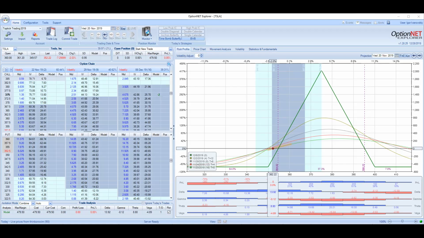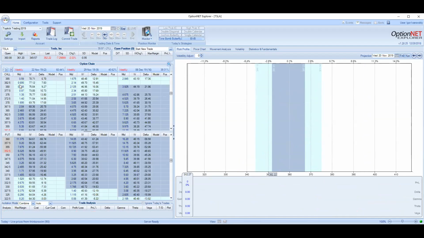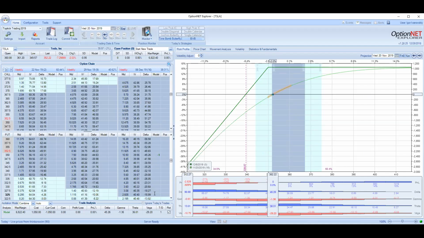If I have a directional assumption and would like to place my butterfly around it, for example, if I wanted to use the same butterfly here in this example for Tesla, and let's assume that I was bullish, but I wanted to use a broken wing butterfly, I would go with, instead of using an all call butterfly, maybe an at the money short 350 put, long 325 put, which will give me a credit.